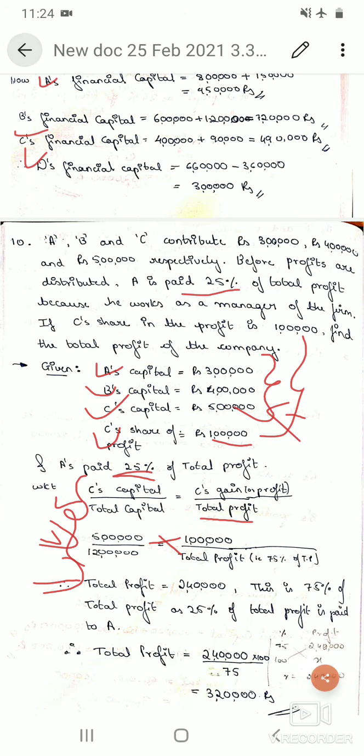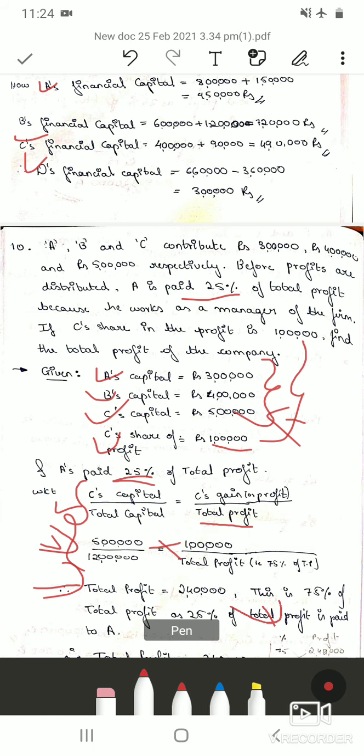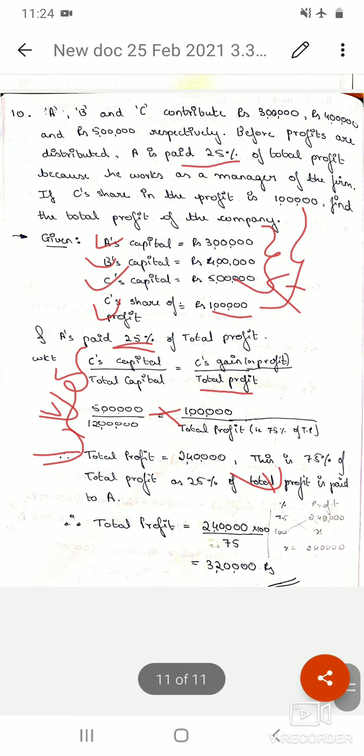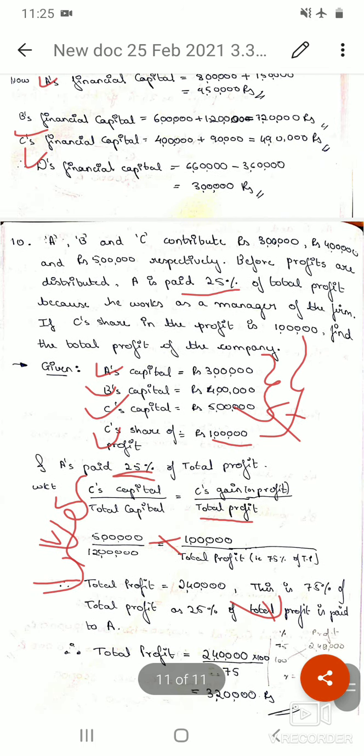So now we can overall find out the total profit, which is 2,40,000 into 100 by 75, which is 3,20,000 rupees. Why we are simplifying like this is because they have given percent and profit. If the percent is 75%, the profit is 2,40,000 rupees. So for 100%, what will be the profit? We need that total profit. So cross multiply, x, that is total profit, will be 2,40,000 into 100 by 75, which is 3,20,000 rupees.